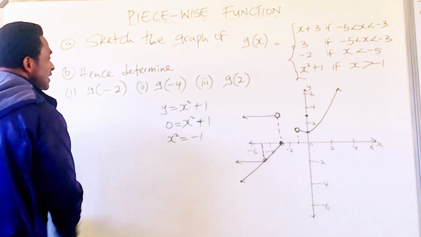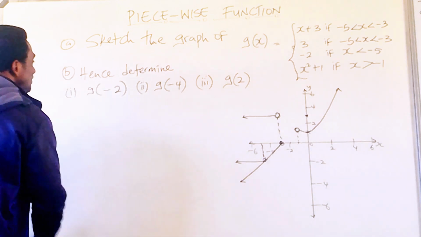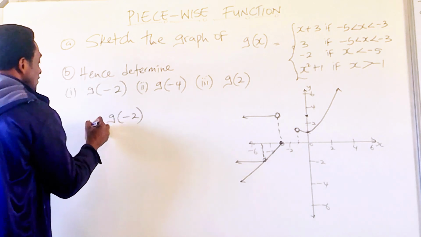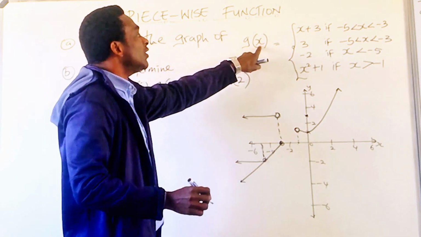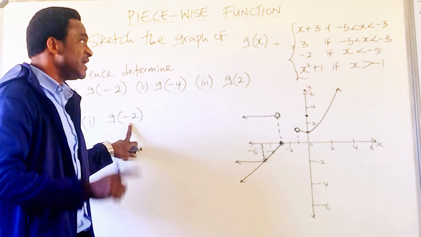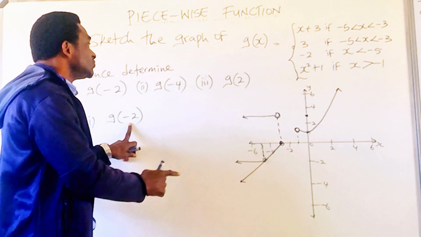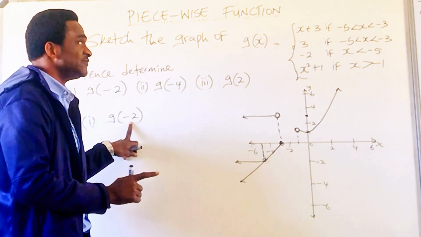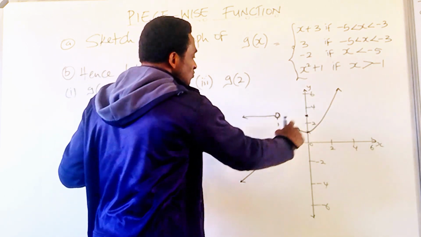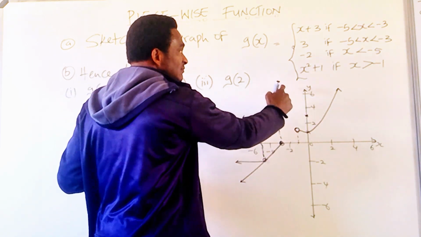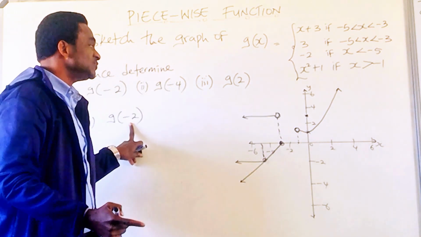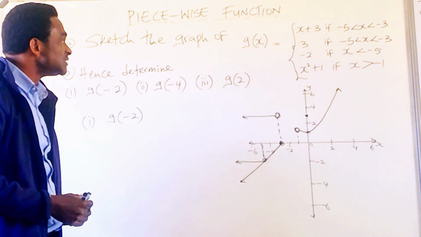Let's answer the following questions. The first question asks us to get g of negative 2. This is g of x, so of negative 2. We only focus on where this condition is made. Of all these graphs, when will x be negative 2 and be valid? Here there's no negative 2, so it doesn't work. Here there's nothing, it doesn't work. Here there's nothing.